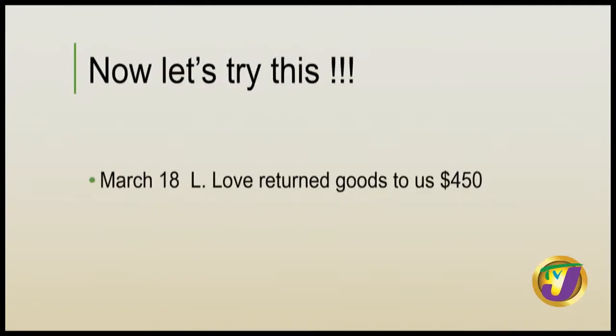Now, let's try this. March 18, L-Love returned goods to us, $450. Which two items would be affected? Remember now, every time you get the transaction, you must identify the two items that are affected. Then you apply the double entry rule accordingly. Now, L-Love returned goods to us, $450. Which two items are affected? What are the two nouns? L-Love and goods. All right?